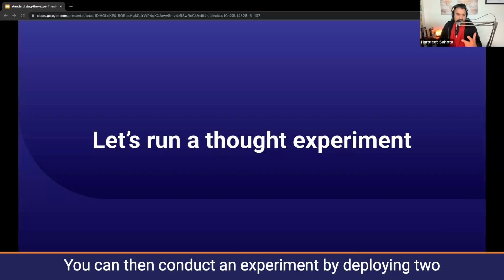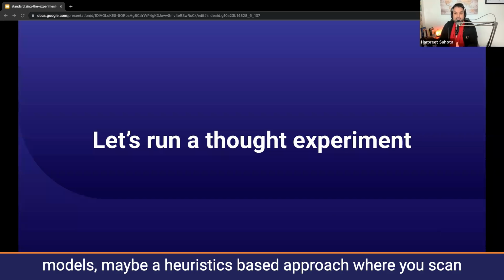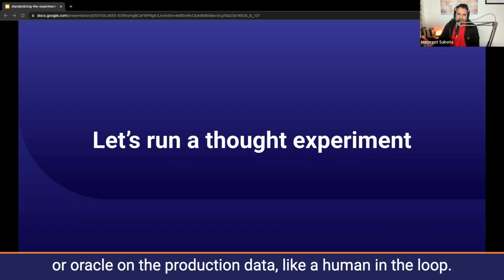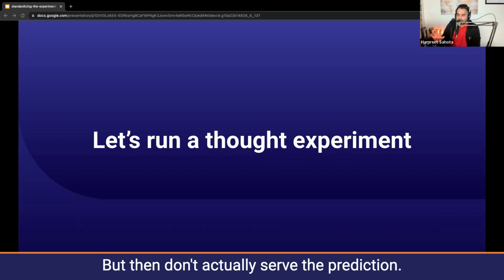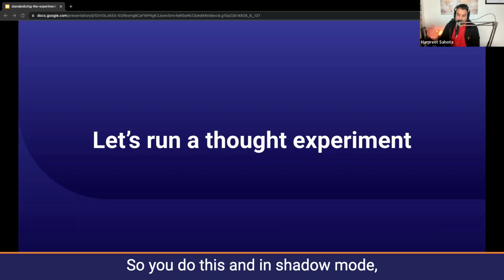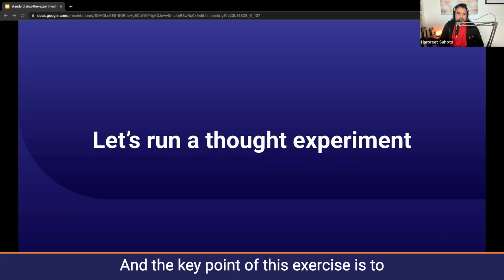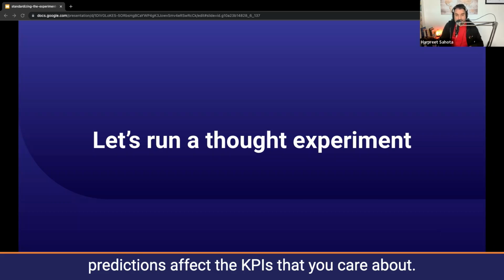You can then conduct an experiment by deploying 2 models: maybe a heuristics-based approach where you simply scan an email for certain keywords, or a human or oracle on the production data, like a human in the loop, but then don't actually serve the prediction. So you do this in shadow mode. The predictions aren't deployed, you're not using them.